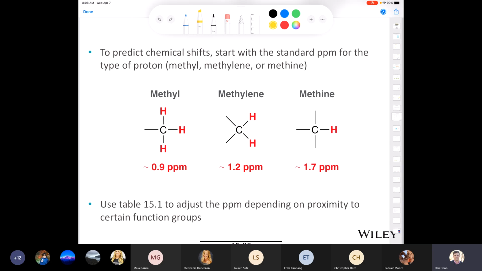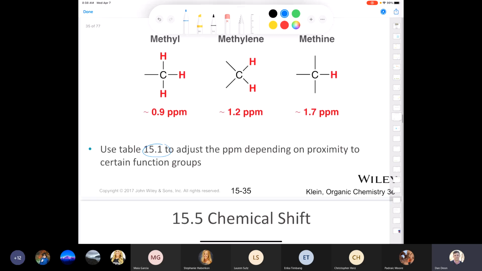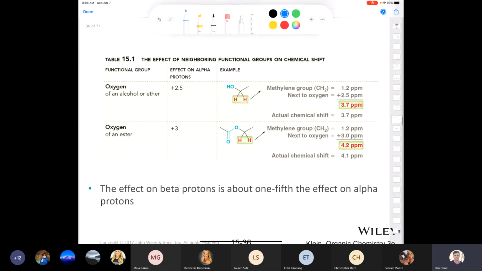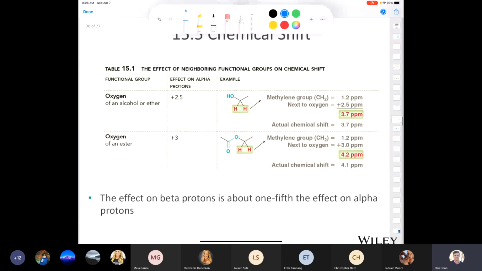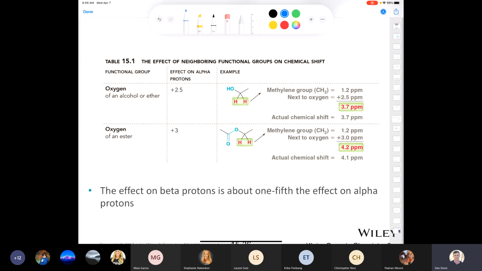You have to memorize those values because you're going to use them when we apply table 15.1 to adjust the chemical shift depending on the proximity of protons to certain functional groups. If you're wondering what I mean by that, well, let me show you right here. Here is table 15.1. This table is actually very, very helpful. I've split up the table into two slides here. So bear with me. We're going to talk first about the electron withdrawing effect, or the deshielding effect, of an oxygen atom in an alcohol or an ether.